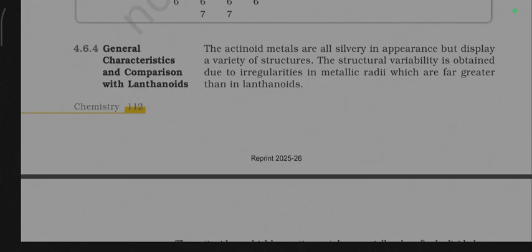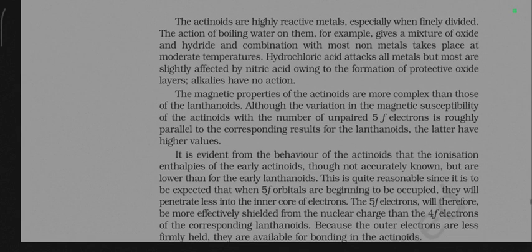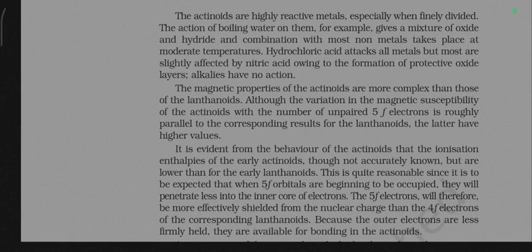The actinoid metals are all silvery in appearance but display a variety of structures. The structural variability is important due to irregularities in metallic radii, which are far greater than in lanthanoids. The actinoids are highly reactive metals, especially when finely divided. The action of boiling water on them, for example, gives a mixture of oxide and hydride, and combination with most known non-metals takes place at moderate temperature.